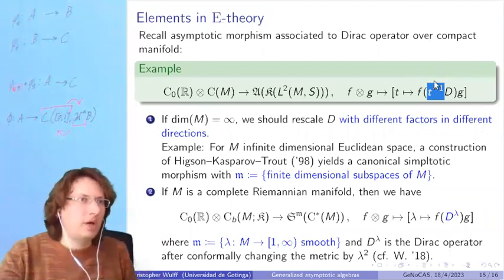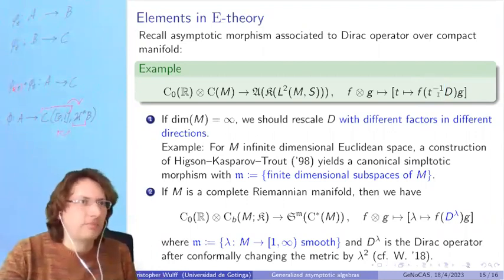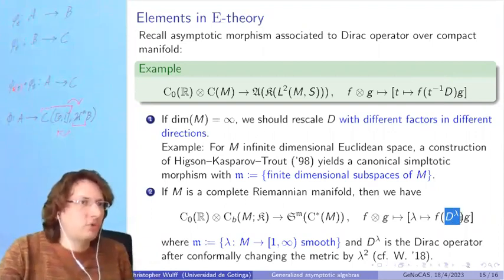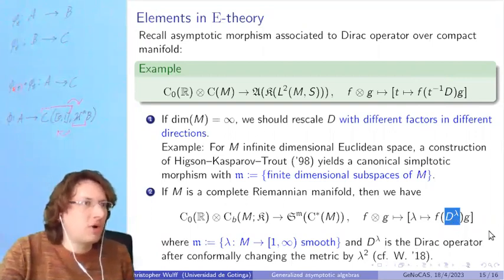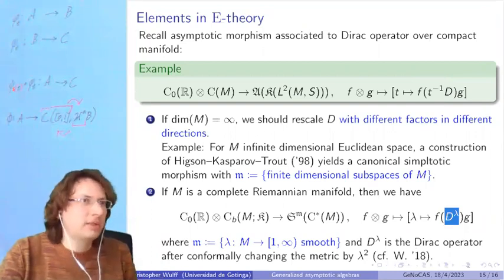So we want to rescale with a function on M instead of one parameter T. And well, the correct way to do it is to use a conformal change of metric and then look at the Dirac operator of this conformally changed metric. So that's essentially the real rescaled operator.